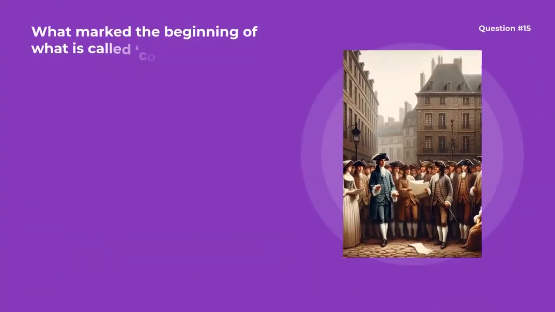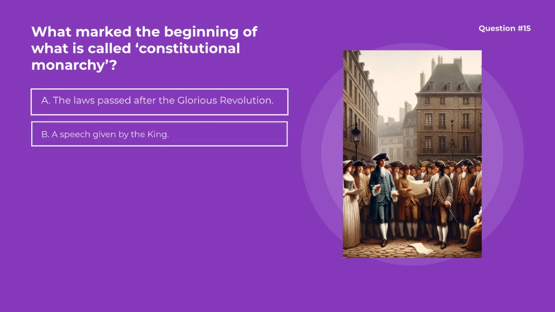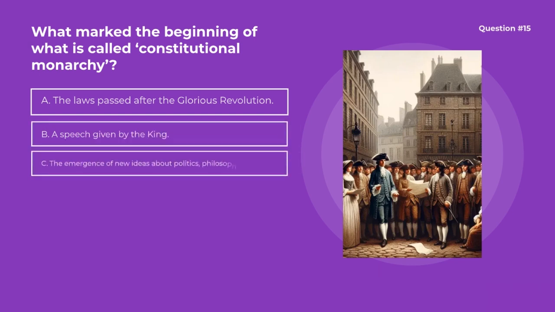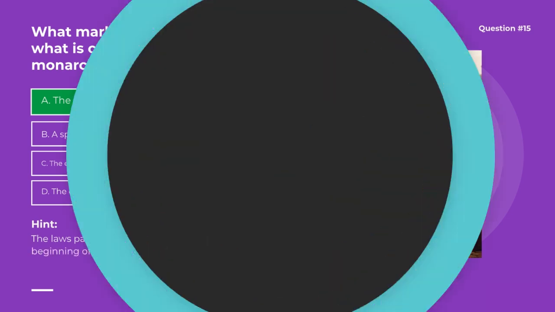Question number 15. What marked the beginning of what is called constitutional monarchy? Options are A. The laws passed after the Glorious Revolution, B. A speech given by the king, C. The emergence of new ideas about politics, philosophy, and science, D. The development of the Bessemer process. The correct option is the laws passed after the Glorious Revolution. The laws passed after the Glorious Revolution are the beginning of what is called constitutional monarchy.